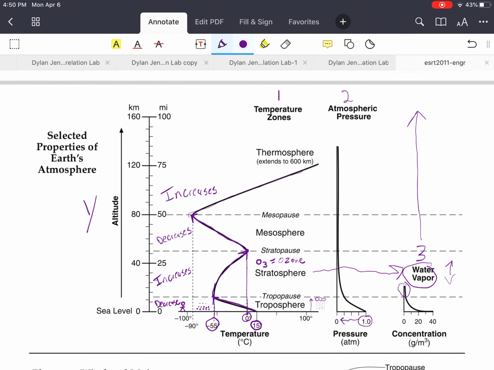All right, so that's a general overview of page 14 of the reference tables, the selected properties of Earth's atmosphere.